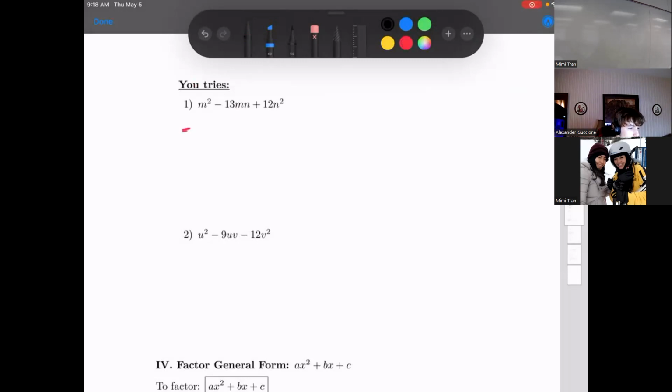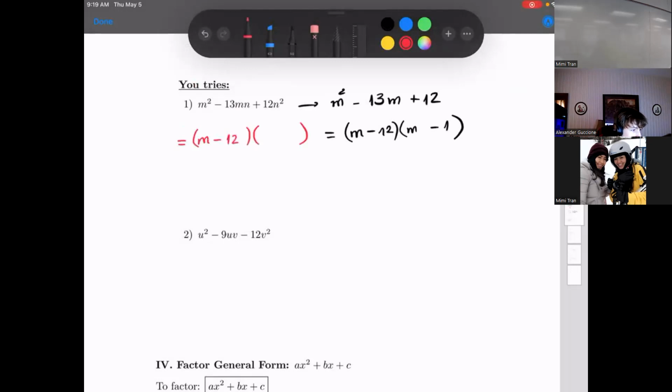Okay, so first, again, we're going to try to do the one that looks similar, right? So m squared minus 3m plus 12. All right, and factor that one. So what you got? M, and then 12, and then 1 minus, right? Just do one thing at a time. Now you plug it back. So m minus 12n, right? And then m minus 1. That's it. You can double check. I'm not going to check. You can check yourself.